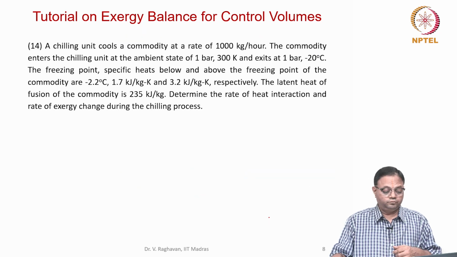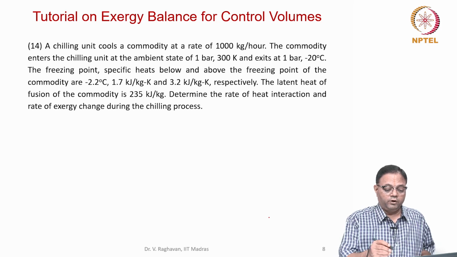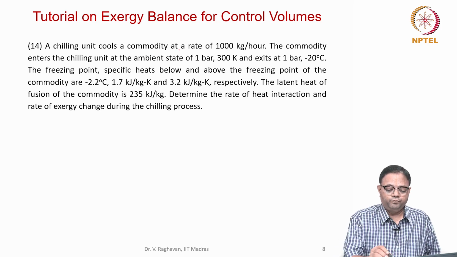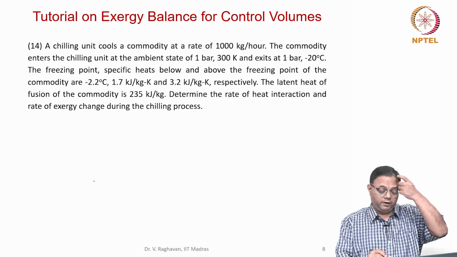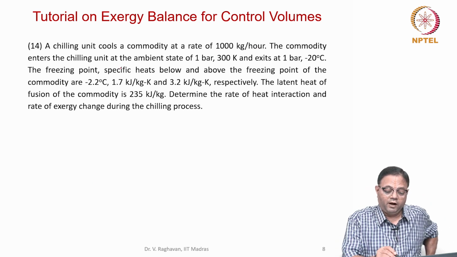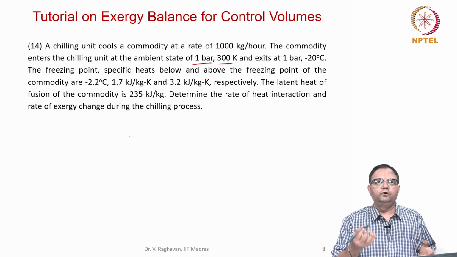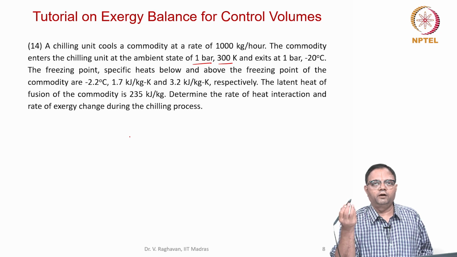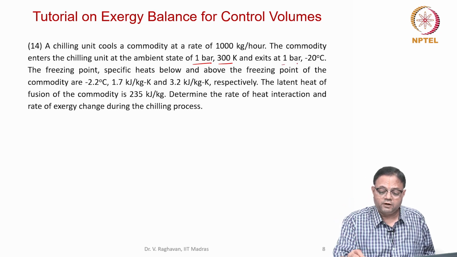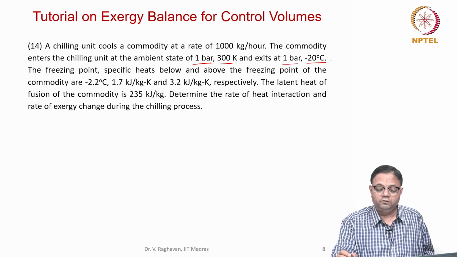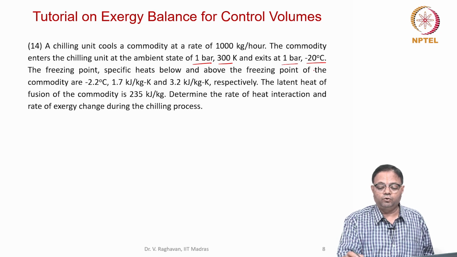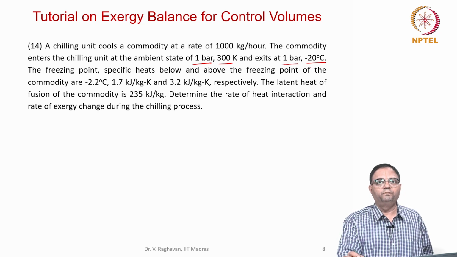14th problem: a chilling unit cools a commodity at a rate of 1000 kg per hour. The commodity enters the chilling unit at ambient state of 1 bar, 300 Kelvin. The commodity may be anything, like any food commodity, and exits at the same pressure, but it is cooled from 300 Kelvin to minus 20 degrees centigrade.